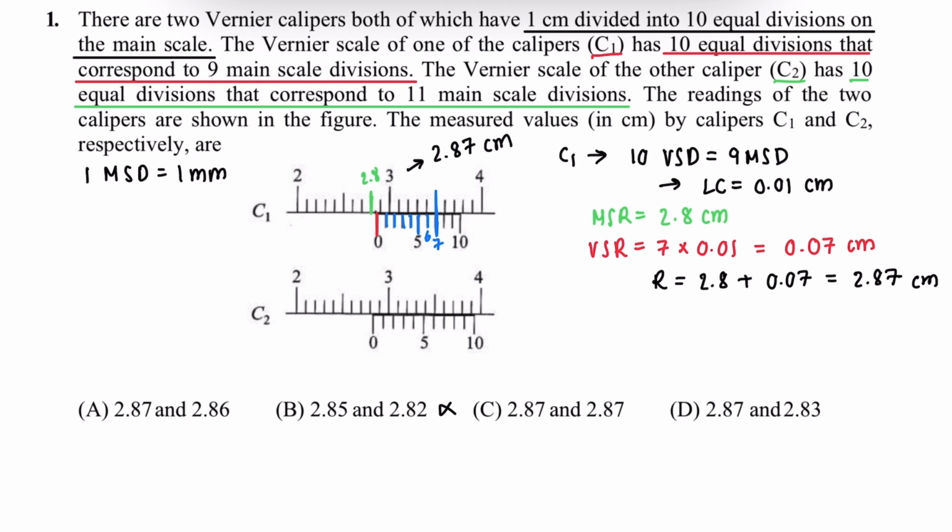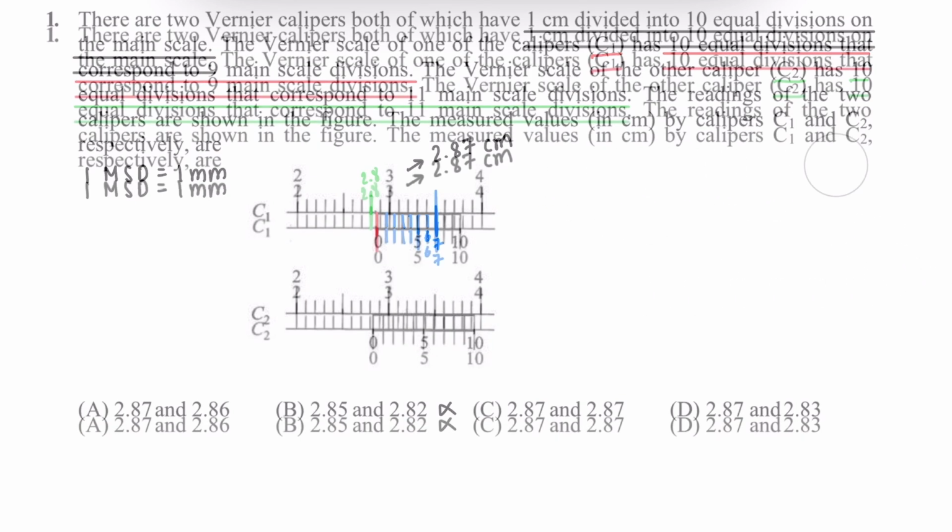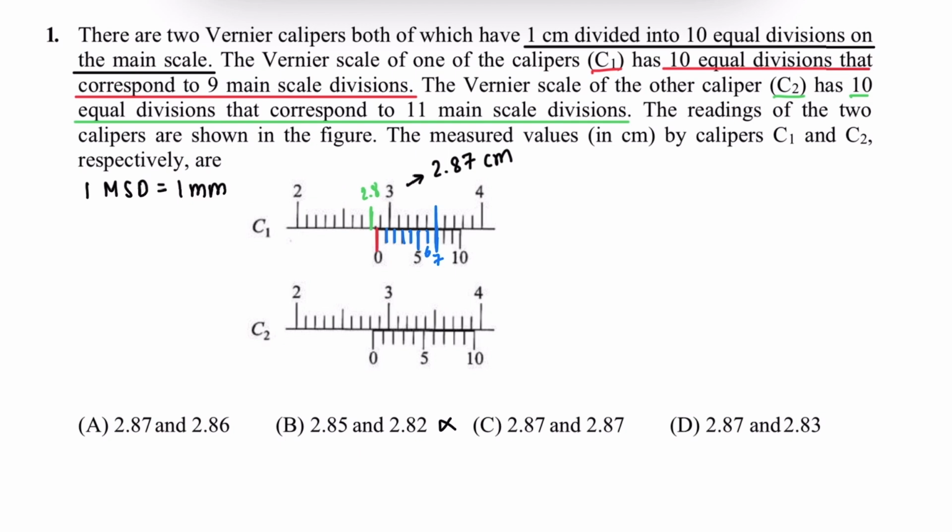Now we have to decipher C2. I'm going to erase all of this here so that we have space. So let's get started on C2. The basic piece of information that they gave us about C2 is, one, the thing that's underlined in black, which is common for both, and two, the thing that's underlined in green, which is that 10 equal divisions of the Vernier scale correspond to 11 main scale divisions. So they told us that 10 VSD is equal to 11 MSD.